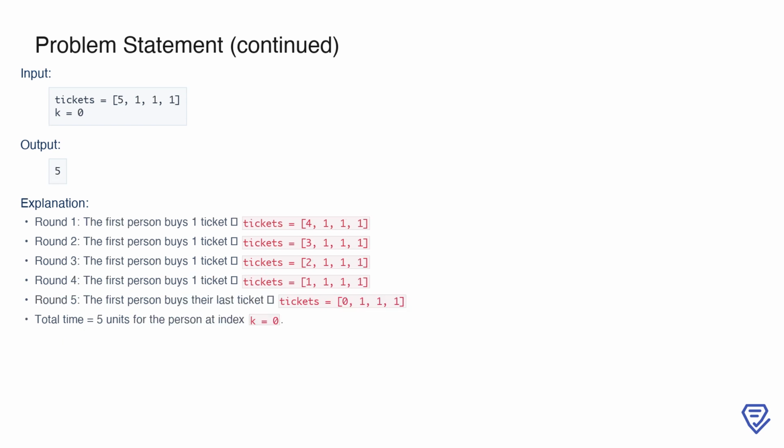Now, consider another example where the input tickets array is [5, 1, 1, 1], and k is 0. Here, the first person in line wants to buy 5 tickets, while the others each want just one ticket. In the first round, the first person buys one ticket, reducing their count to 4, while the others each buy their only ticket, leaving [4, 0, 0, 0]. In the subsequent rounds, the first person continues buying one ticket per round until their count reaches 0. This process takes a total of 5 rounds for the person at index 0 to finish purchasing all their tickets. Thus, the output for this example is 5 units of time.